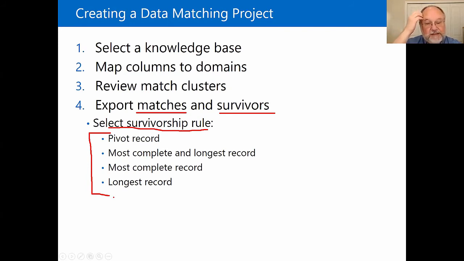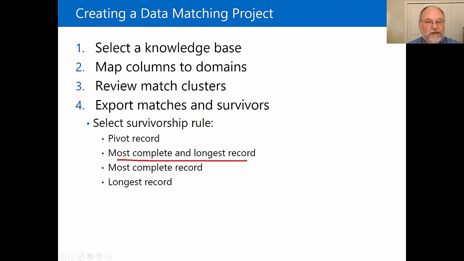You can say that the surviving record is determined to be the one that is longest. It has the most number of bytes in it. Or the one that is most complete, the one that has the most number of fields in it. Or the combination, most complete and longest. So if several records have the same number of fields completed, which one has the most number of bytes, kind of a thing. Or you can use pivot record. Pivot record, I don't know how to explain other than to say SQL Server itself makes a choice.